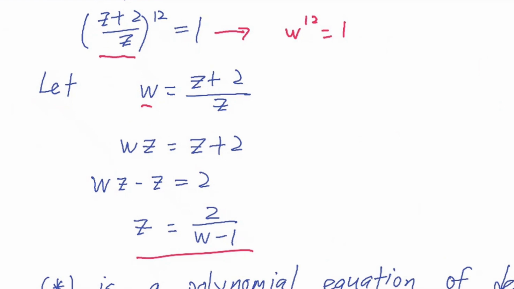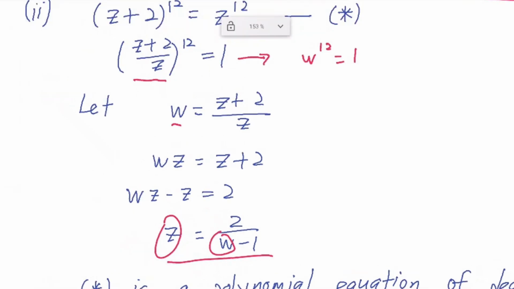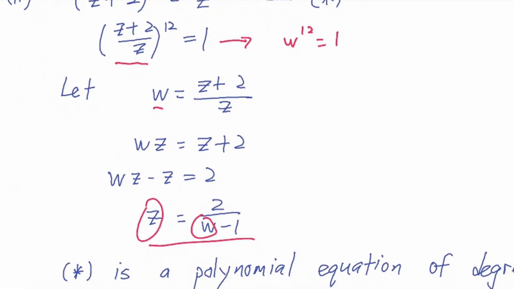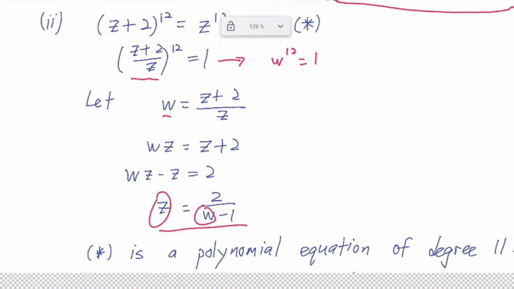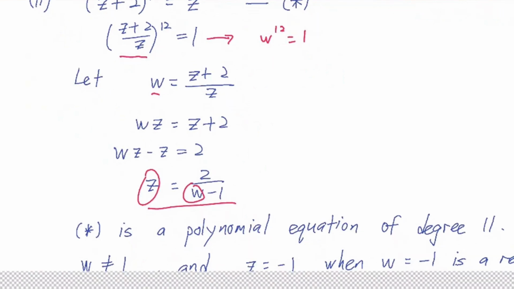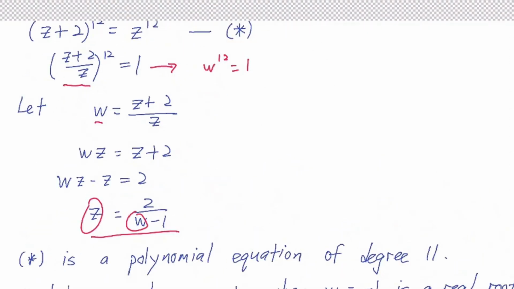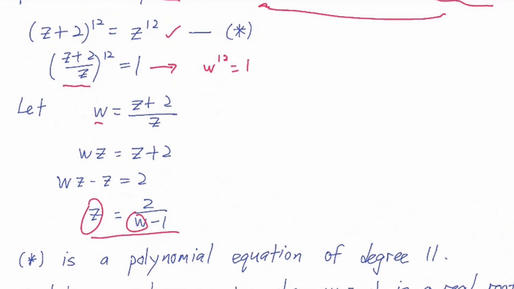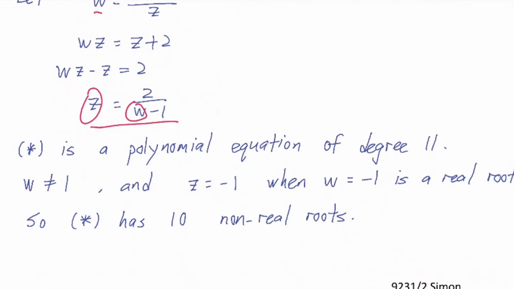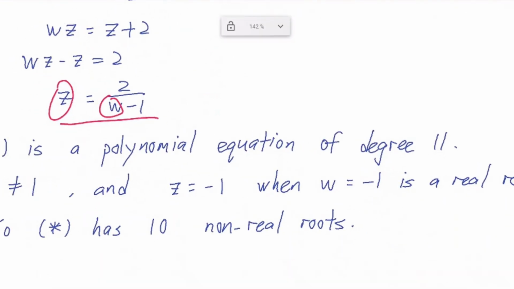And we know that when we want to solve for z here, the z value depends on the value of w. So when we look at the explanation, the equation star, which is z plus 2 to the power 12 equals z to the power 12, is a polynomial equation which has degree 11.